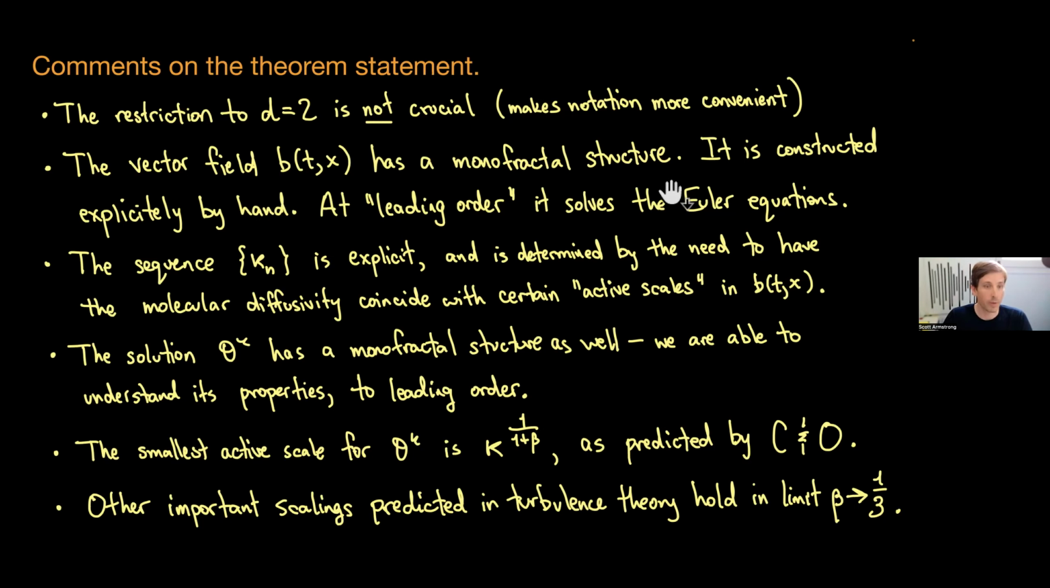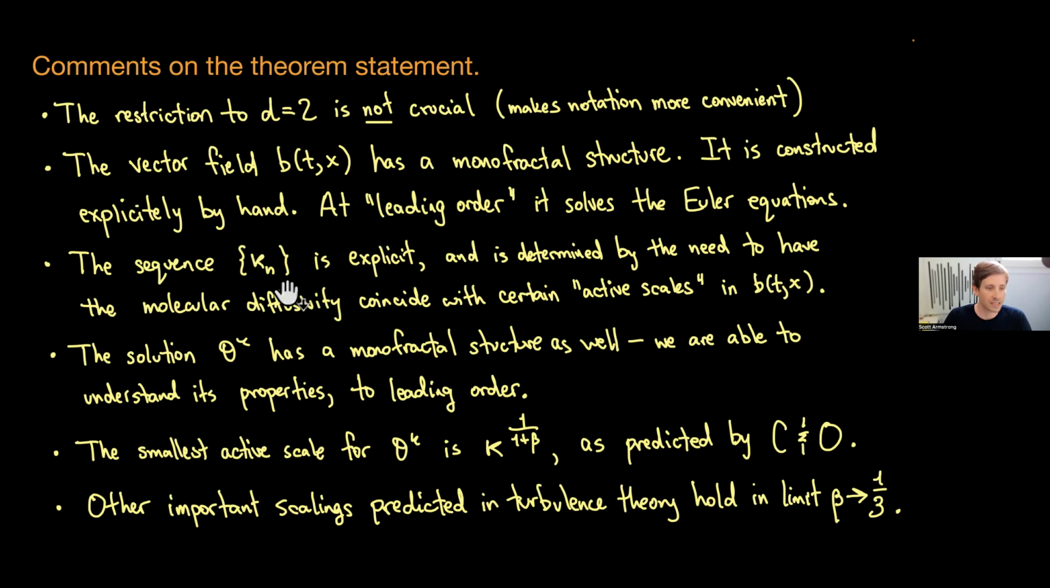And we build it by hand. In some sense, at leading order, it solves the Euler equation. It's trying to solve the Euler equation, but because we're building it by hand, we're going to make errors. But at leading order, it does. The sequence is explicit and does not depend on the solution. That was in the theorem statement, but I wanted to underline that.